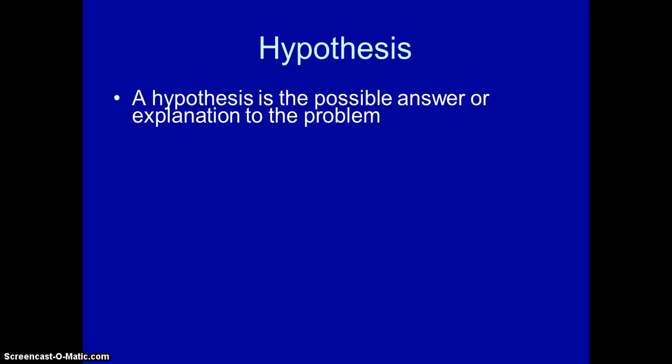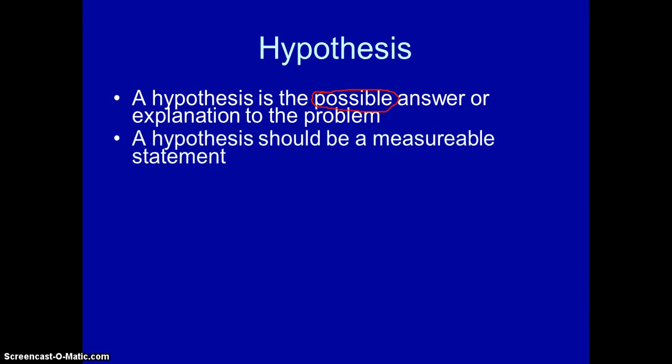Hypothesis, I told you a little bit earlier, is a possible explanation or answer. Key part of this is that it's just the possible one. We don't know for sure that that is true. It's just possible. It also should be a measurable statement. We want to be able to actually prove our hypothesis or accept or reject our hypothesis. When we use words like better and best and good, those aren't really measurable.